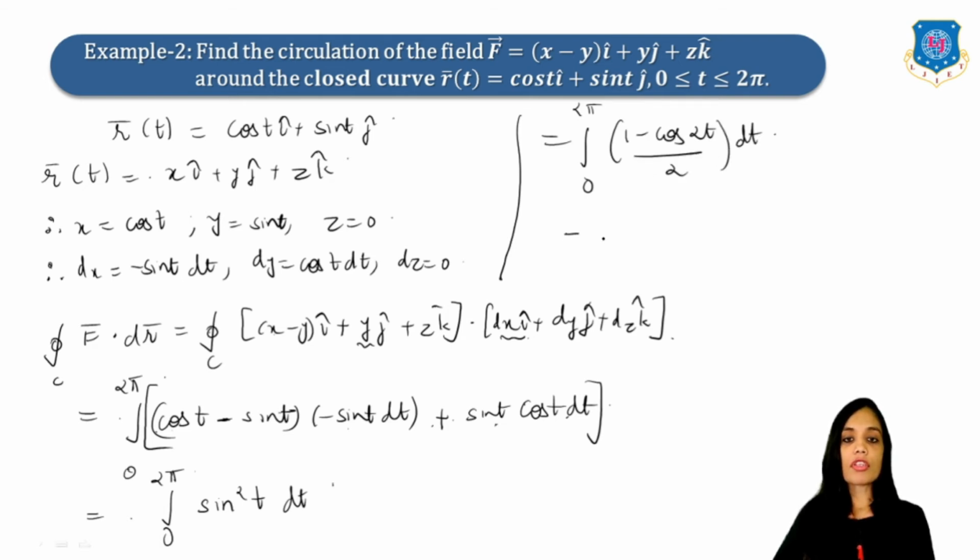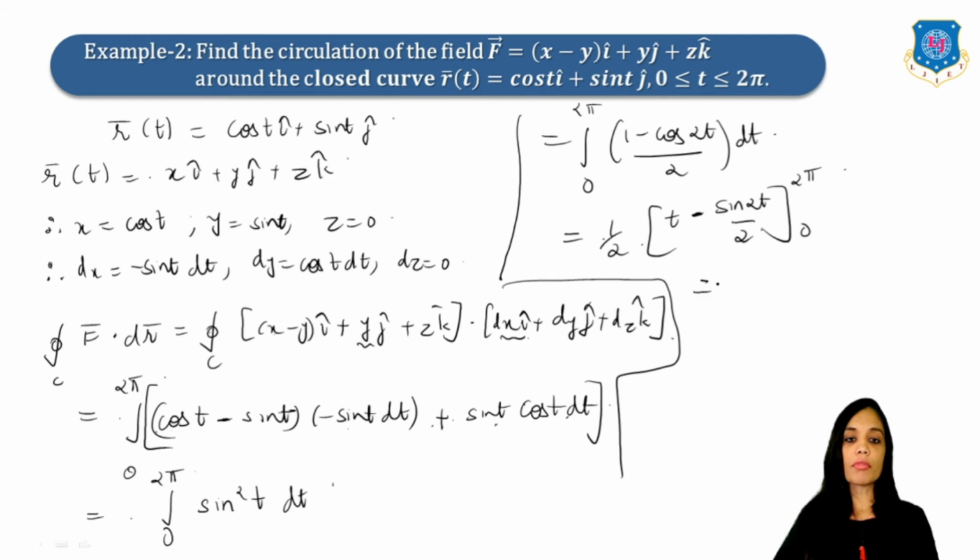Fine. Now just integrate. 1 upon 2 will remain outside. Integration of 1 will be t, and integration of cos 2t will be what, sin 2t upon 2, limits are 0 to 2 pi. Now we just have to put the limits, so 1 upon 2. If I put 2 pi over here, so 2 pi. Now sin 4 pi will be 0, so we don't have to write that. Now if I put the 0, this will become 0, sin 0 is also 0, so 0. So final answer is what, pi. So this is the answer of the circulation.